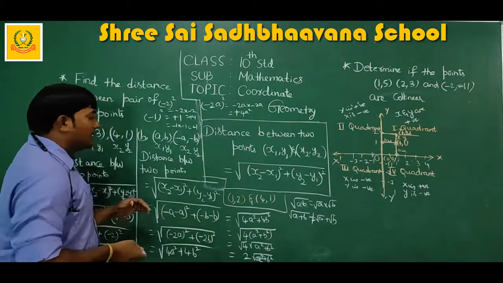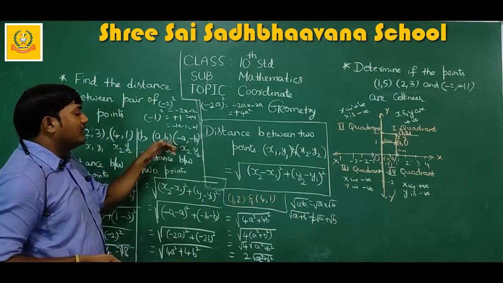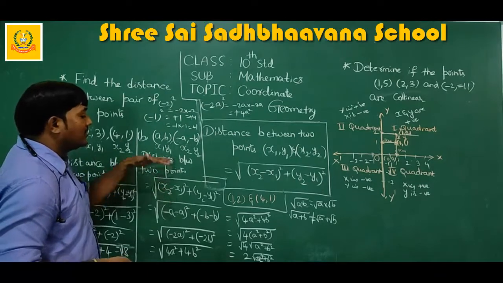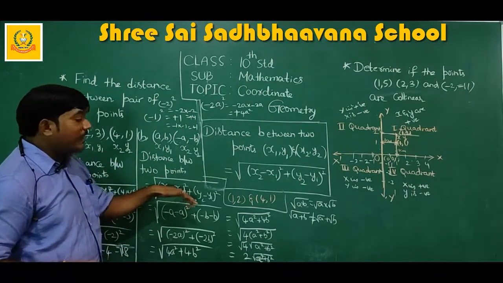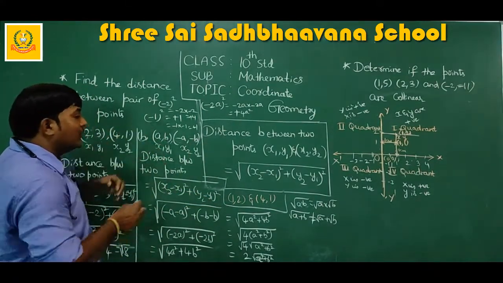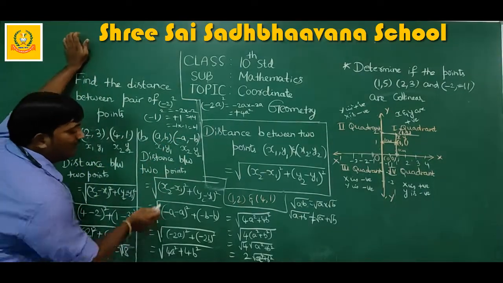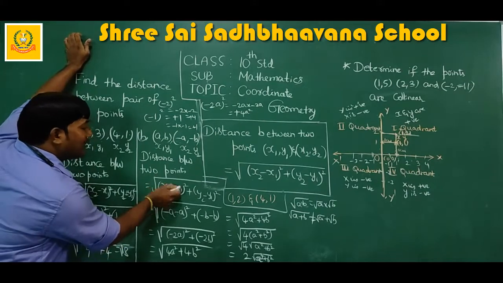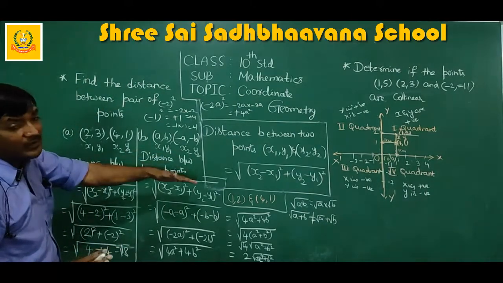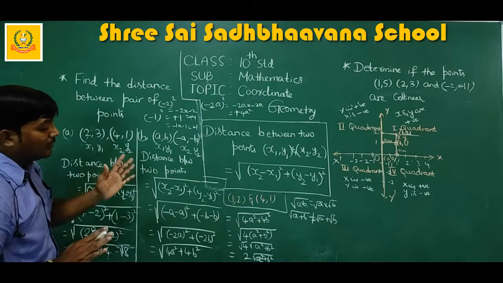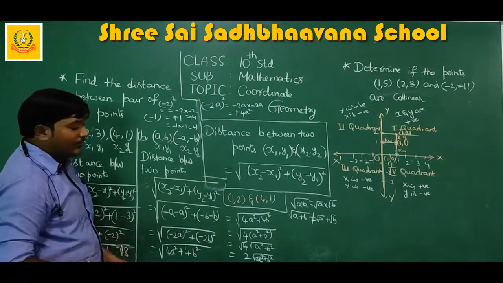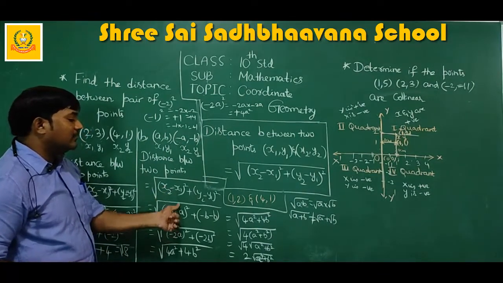I'll just repeat once again. We have taken x1, y1 as a and b, x2, y2 as minus a and minus b. I have written the formula, distance between the points, root of x2 minus x1 whole square plus y2 minus y1 whole square. That is the formula which we discussed. So now what is the x2 value here? Minus a. I just substituted minus a, and the same minus sign will come there. And what is x1, which is a? So minus a, minus a. Nothing else I am doing. Wherever x2, y2, x1, y1 places are there, I am just substituting the values. That's all. So x2 is minus a, and minus as it is, x1 is a.